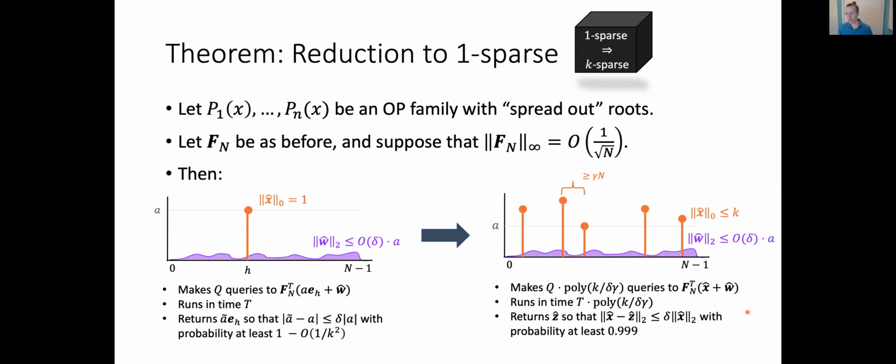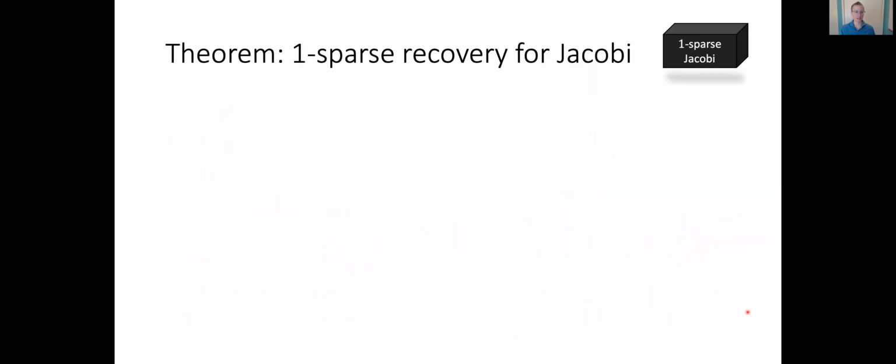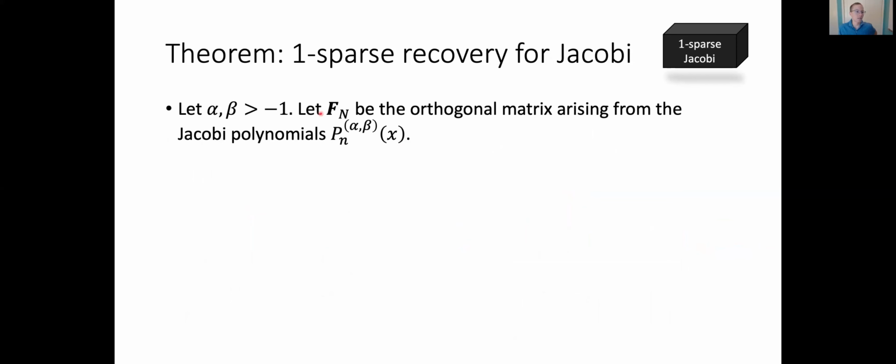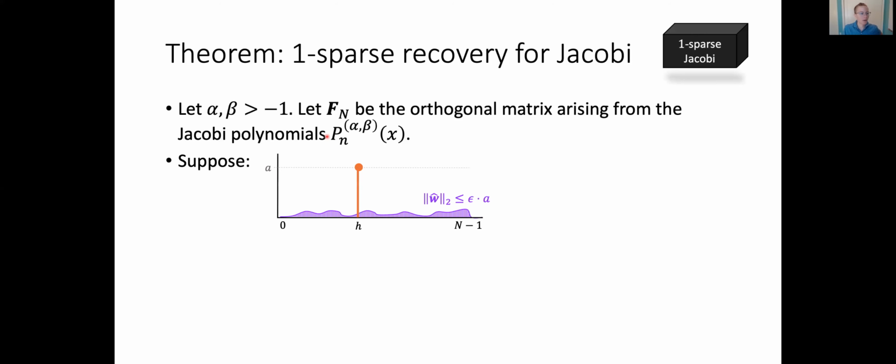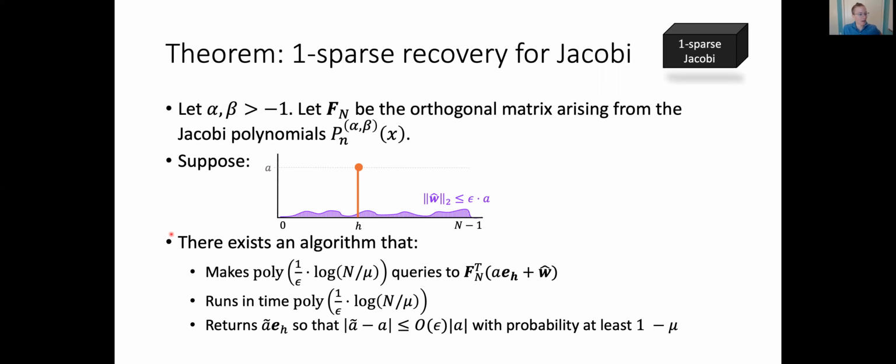Okay, so now that we have this reduction, the last piece of the puzzle is to actually have a one-sparse recovery algorithm for Jacobi polynomials, or for Jacobi transforms. And so here's that theorem statement. Once again, consider the matrix F_n arising from the Jacobi polynomials P_n^(alpha,beta) for any alpha, beta bigger than -1. And suppose you have a one-sparse situation, again, that looks like this. Then the conclusion is that there exists an algorithm that makes some number of queries, where that number of queries is logarithmic in n and polynomial in 1 over epsilon. Epsilon here is the requirement on the noise, and it also runs in about that same time. And it's going to return the thing we wanted it to return, so the correct value for h, and also an estimate a twiddle for a that is pretty close.